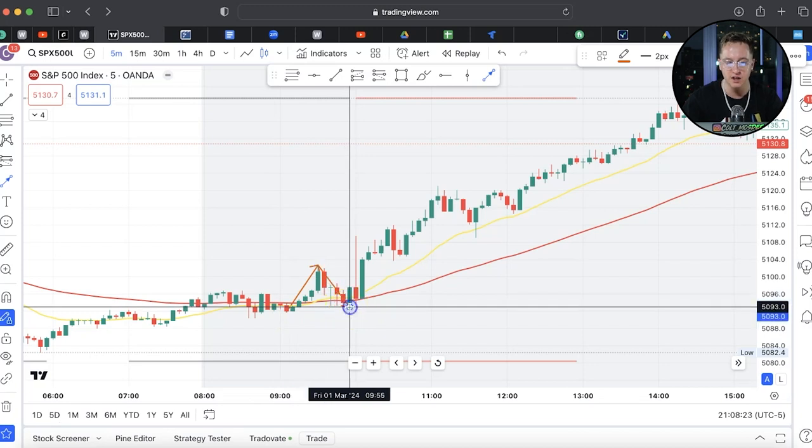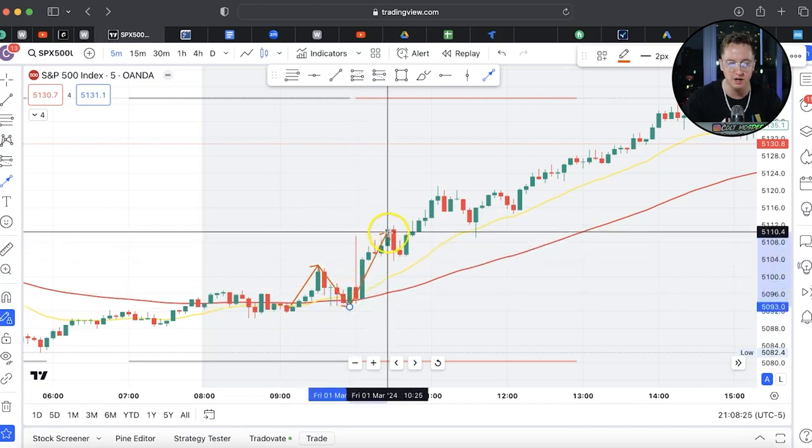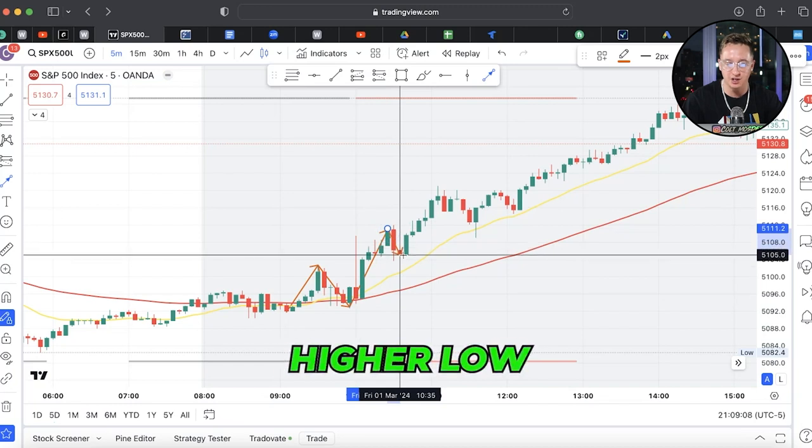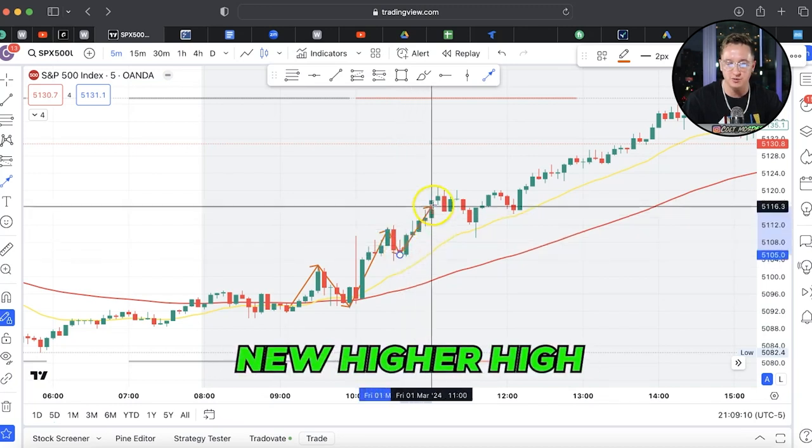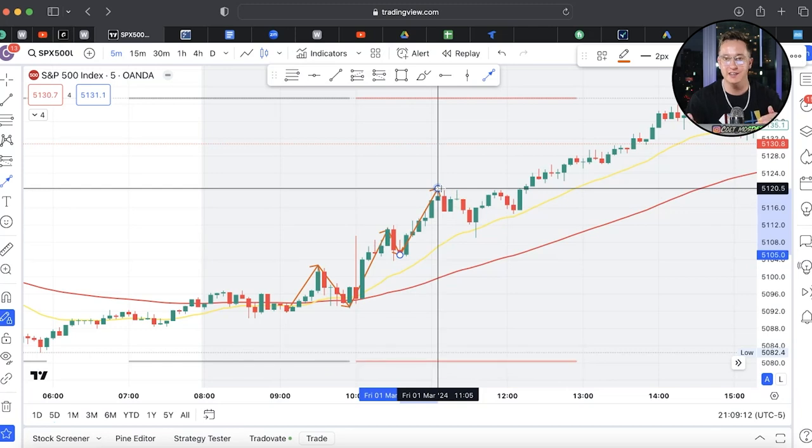We have a higher low, then price pushes up right here, price forms a higher low, and then we can see price form a new higher high. This is exactly what we are looking to see in the markets, but how do we tell whether it's going to be a good buy or sell?